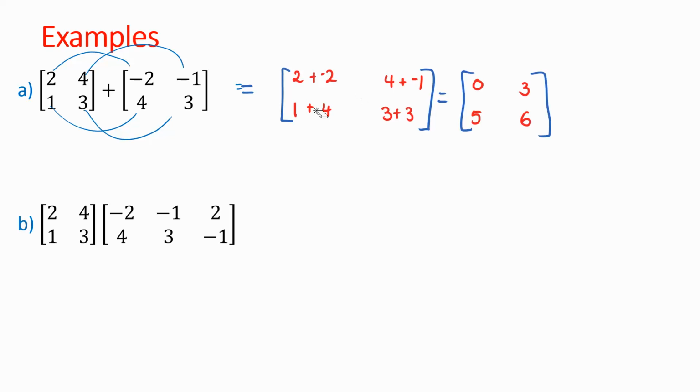Next one. Now, when we're multiplying, this is multiplication of matrices. Addition and subtraction are the same: you just need the matrices to have the same dimensions. Once they have the same dimensions, you can add and subtract according to their positions.